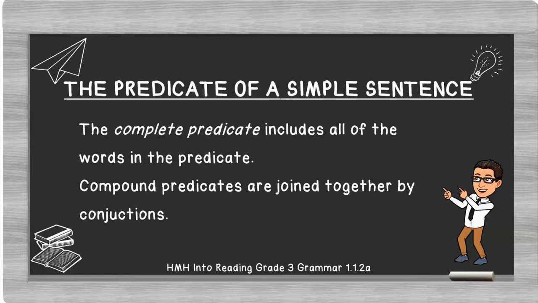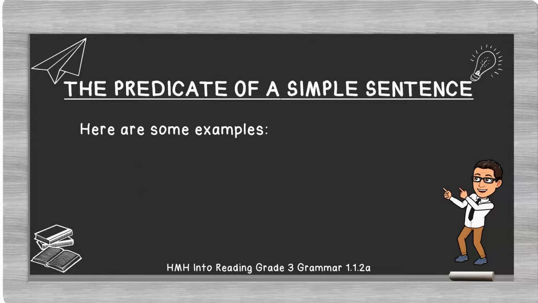And a compound predicate is when we have two or more predicates and those are joined together by conjunctions. So words like the word and or the word or. Those are conjunctions and you'll find those in a compound predicate. So let's look at some examples here.